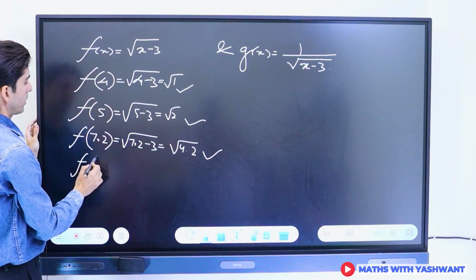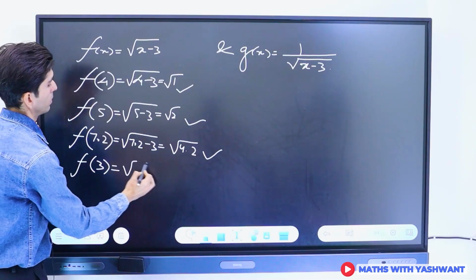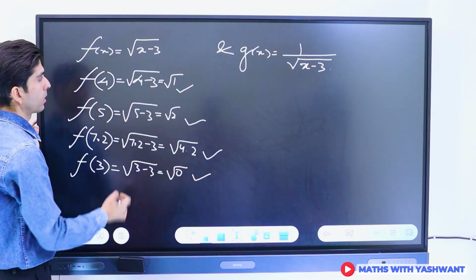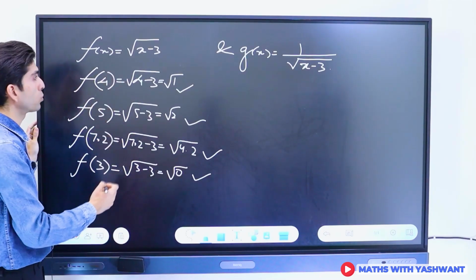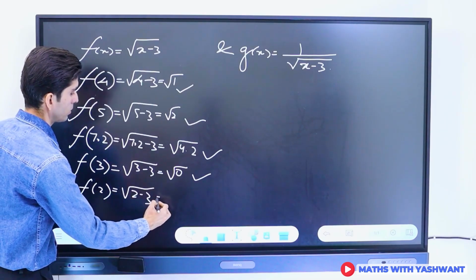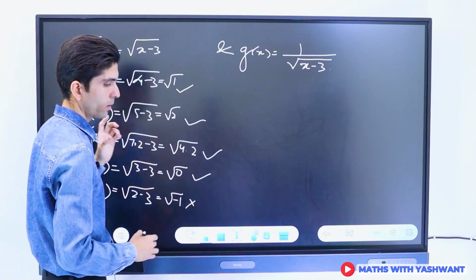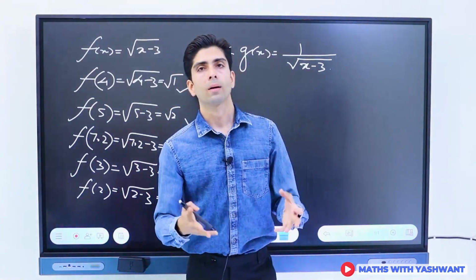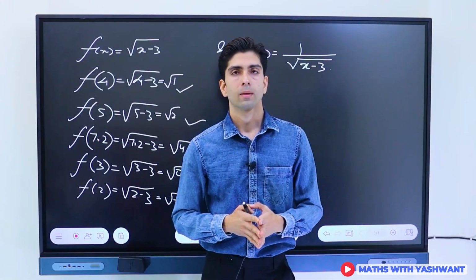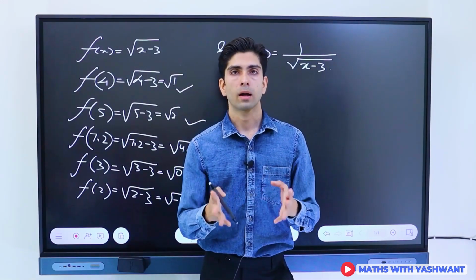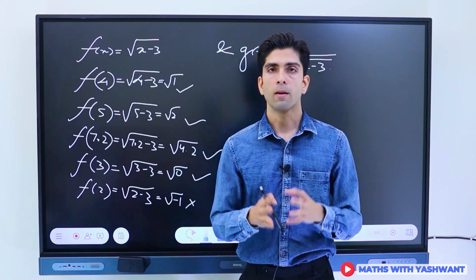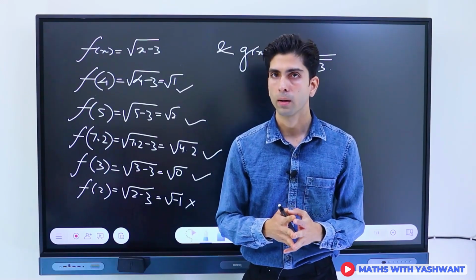What if I take x is equal to 3? So we have 3 minus 3, the square root of 0. Again, it is defined. Now if I take x is equal to 2, what happens? 2 minus 3 is equal to the square root of minus 1. It is not defined. So in our earlier classes, we have all studied that whenever we have a square root sign, then whatever is written inside the square root sign has to be either positive or 0 if we want the square root expression to be defined.